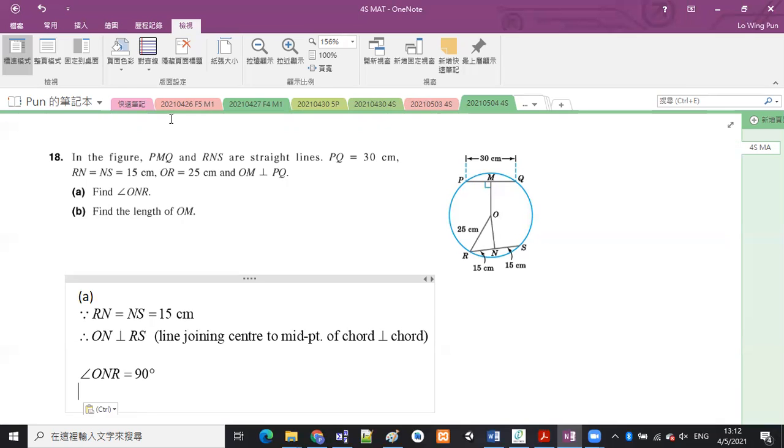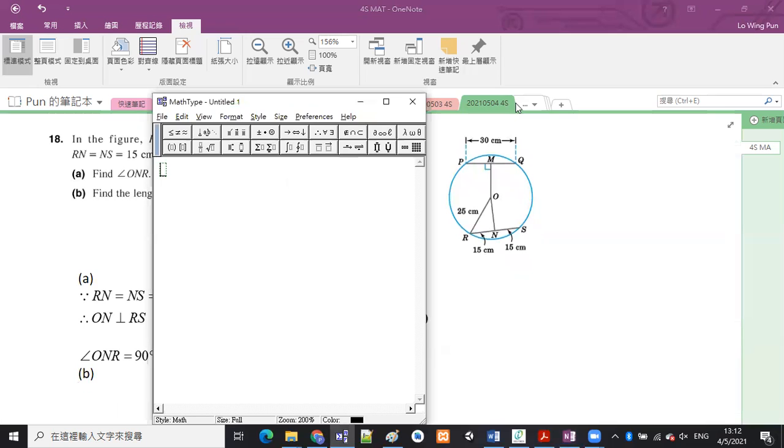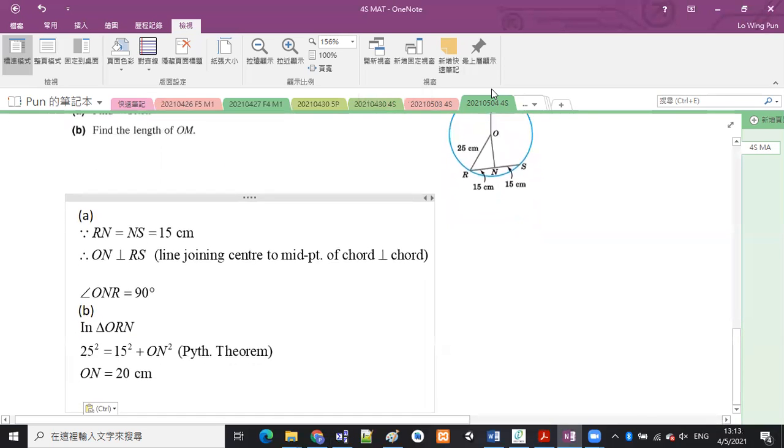Now ON belongs to triangle ORN, which is a right angle triangle. We have length 1, length 2, then we can use Pythagoras theorem to find length 3. It is like this. In triangle ORN, 25 square is equal to 15 square plus ON square. This is Pythagoras theorem. Then ON will be equal to 20 cm, using a calculator.